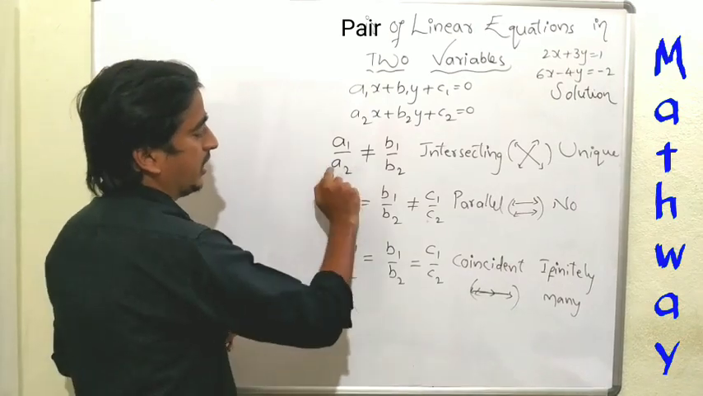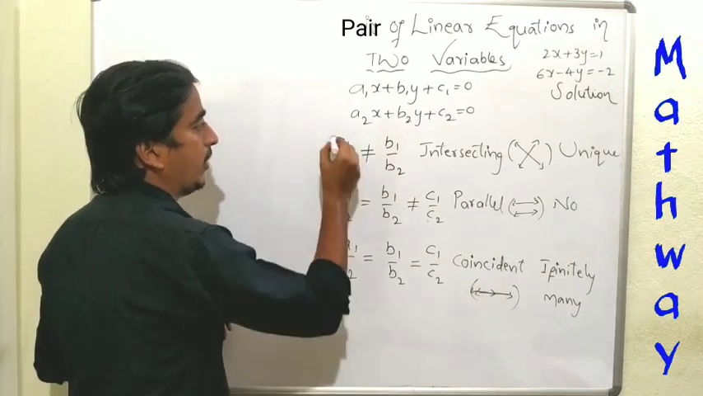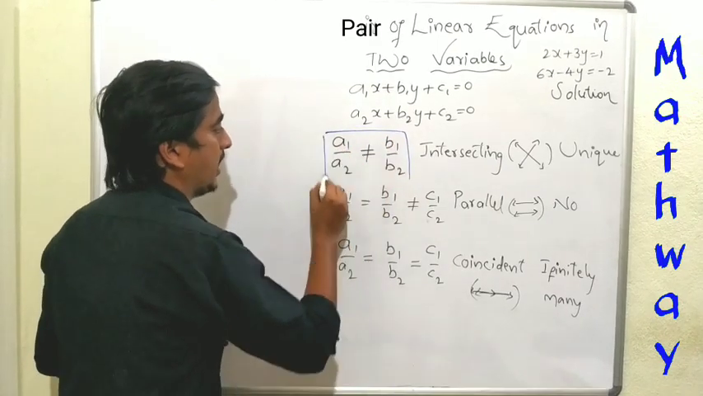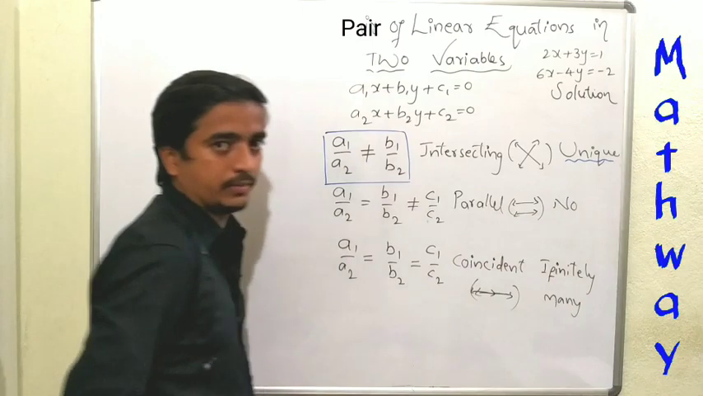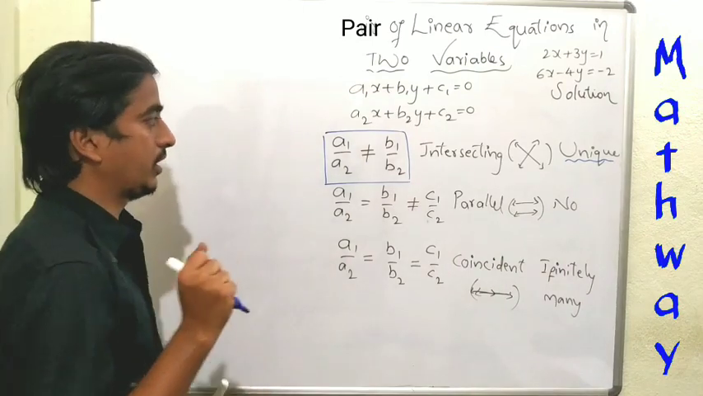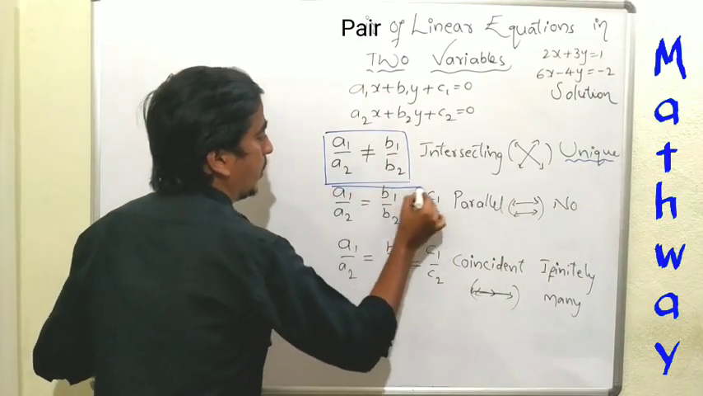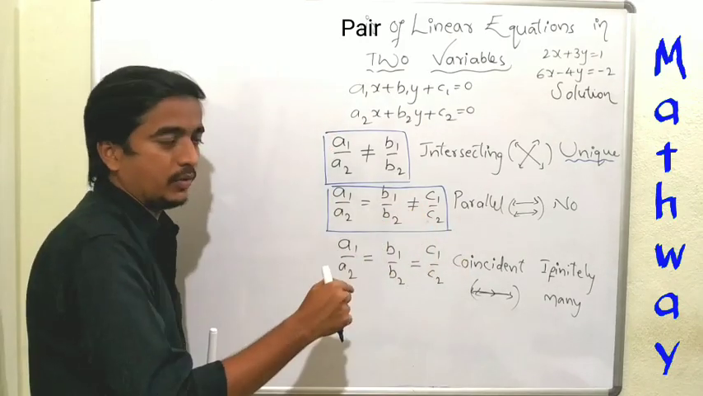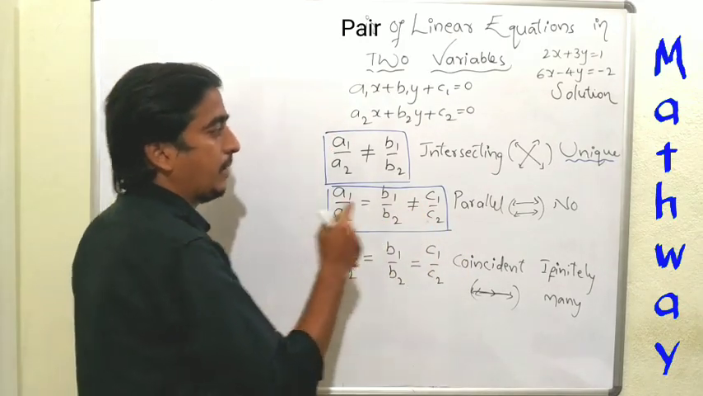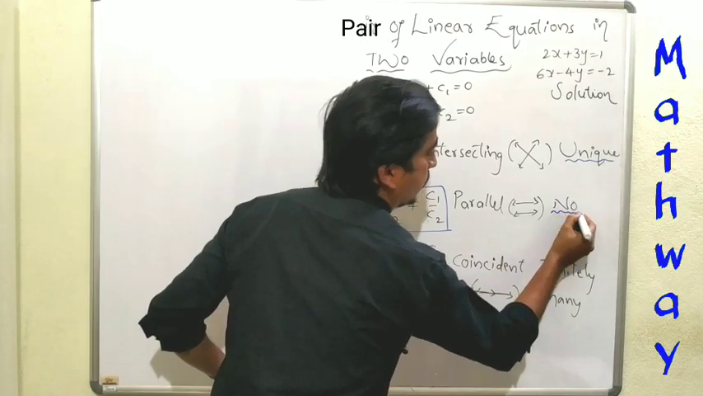If a1 by a2 is not equal to b1 by b2, then the lines are intersecting lines. Intersecting lines have a unique solution. Unique means it has one solution. Next, if a1 by a2 equals b1 by b2 not equal to c1 by c2, then the lines are parallel. Parallel lines have no solution.